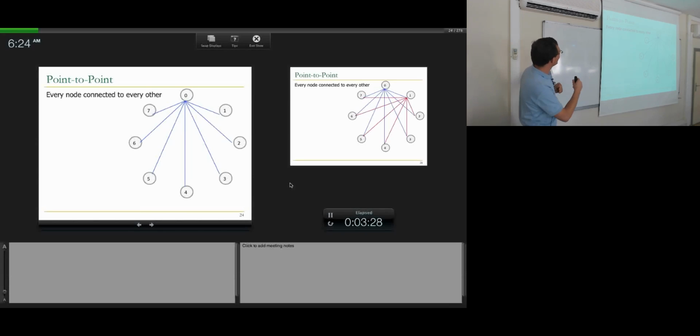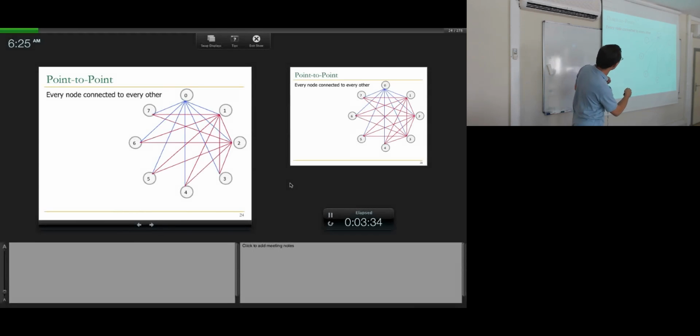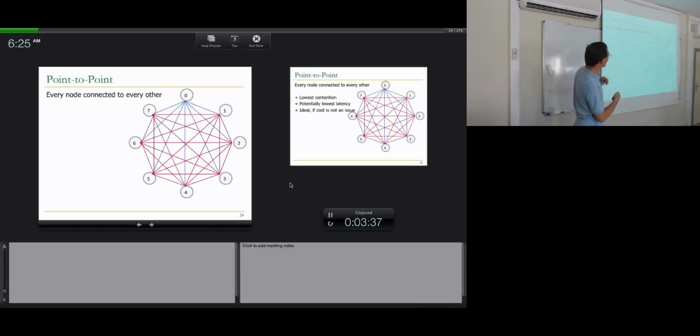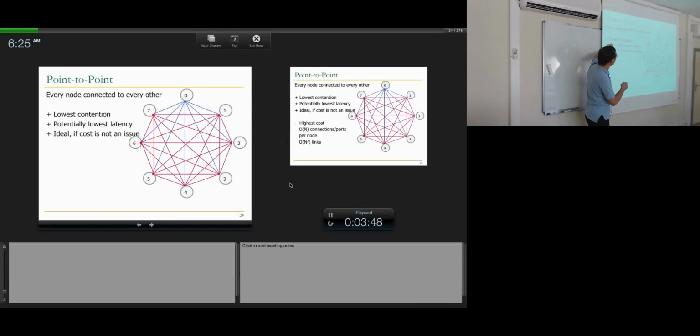On the opposite extreme, you can connect every node point to point to every other node. That's what this looks like. Basically, you connect node 0 to every other node, 1 to every other node, 2, 3, 4, 5, 6, 7 to every other node, and this is what the network looks like. And you can see that it's very complicated. The upside is there's lowest contention. When one node is communicating with another, it can use its own private channel. There is no contention between the communication of pairs of nodes. There's only contention within the communication of the same pair.